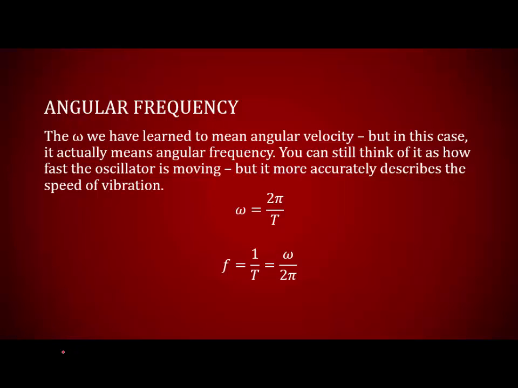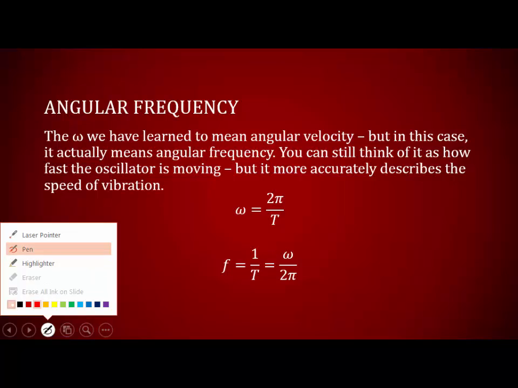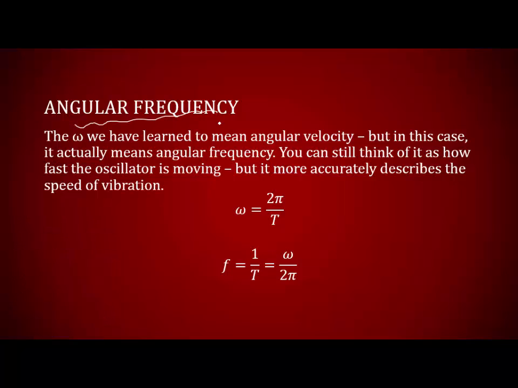The omega that you guys are seeing in these equations is not really angular velocity, it's really angular frequency, but it means pretty much the exact same thing. It still is a descriptor as to how fast the oscillator is moving, but it just more accurately describes the speed of the vibration back and forth. So your book will speak about angular frequency, but don't let it throw you off. The concept is still the same.